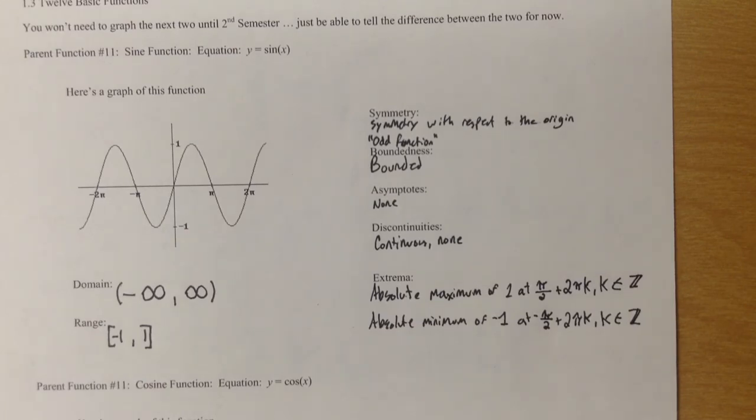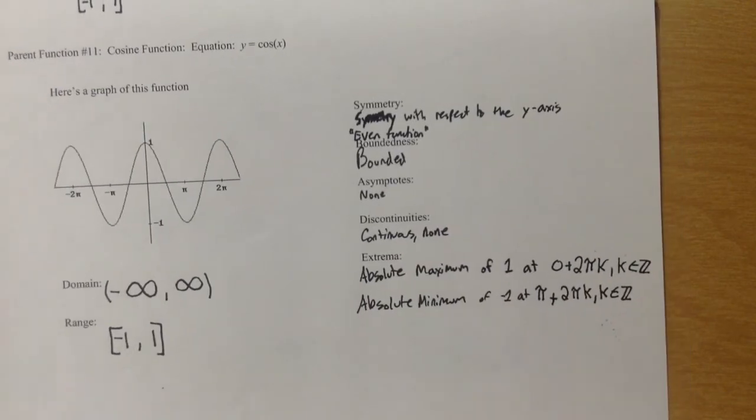Number 12 is the cosine function, y equals cosine of x. The domain is from negative infinity to infinity, and the range is from negative 1 to 1. This function has symmetry with respect to the y-axis and is bounded with no asymptotes. The graph is continuous and has an absolute maximum of 1 at 0 plus 2 pi k, where k is an element of all integers, and an absolute minimum of negative 1 at pi plus 2 pi k, where k is an element of all integers.